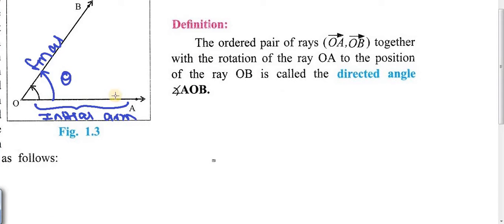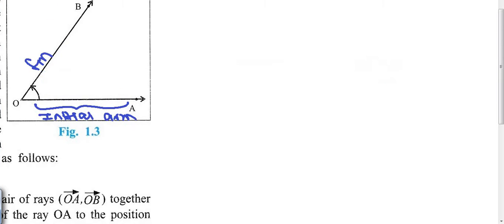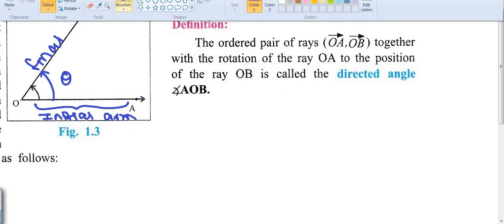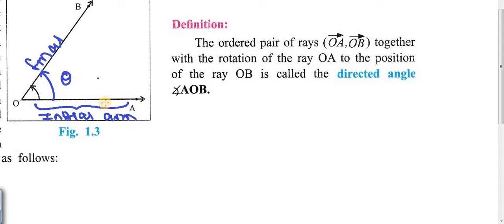In case of directed angle, the initial and final position are very important. Like over here, the initial arm is OA and final arm is OB. So this is called an ordered pair of rays. Ordered pair in which order is very important. Like if OA is written first, then this is the initial arm. OB is written in second place, so it is terminal arm or final arm. So this is called as ordered pair. In ordered pair, the sequence is very important.